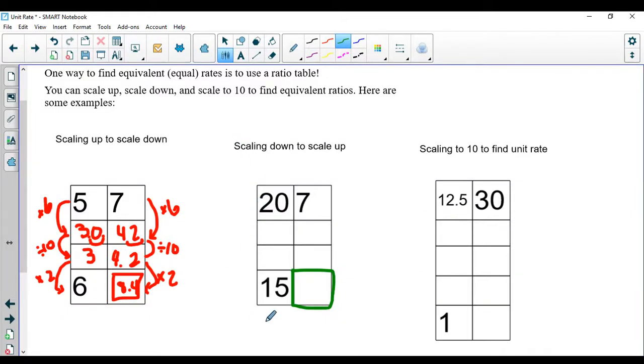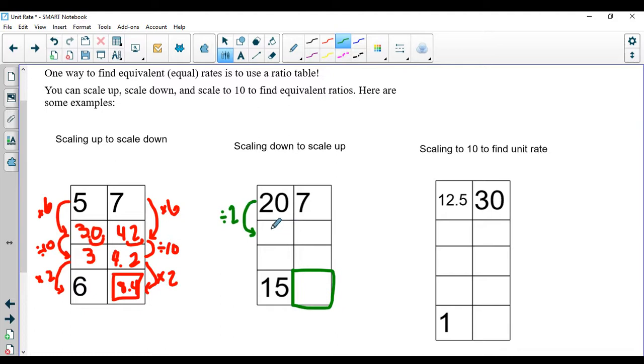So let's get back to the problem we were reviewing. And scaling down to scale up, we have this ratio 20 to 7, and we're being asked to find the equivalent ratio 15 to some number. Now, there isn't an easy way to get from 20 to 15, so I'm going to try to scale it down. And I know that it is really easy to scale 20 down by 2. Now I'm going to start there.